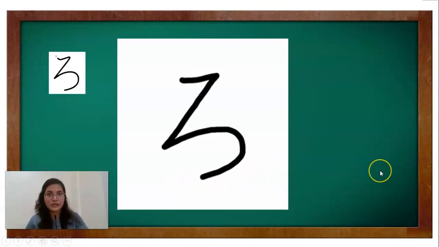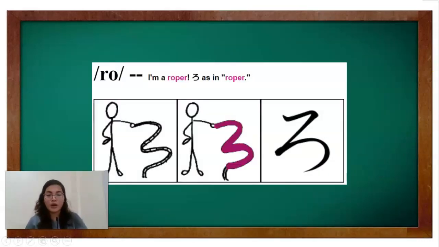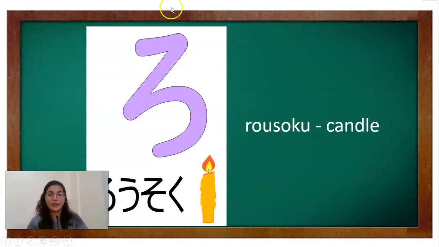Okay, and to easily remember this ro, just imagine ro as in rope. Here's an example word that starts with ro. Rosoku. Rosoku means candle.